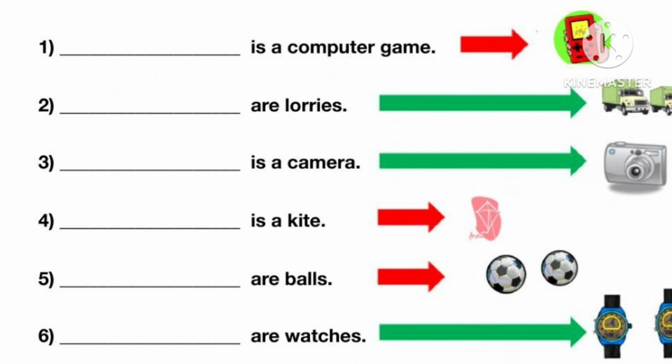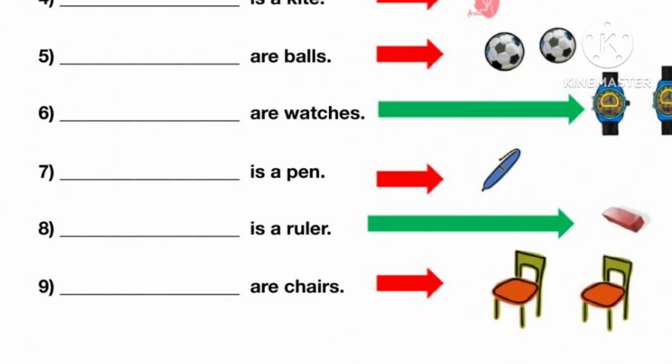Dash are watches. Watches are far and plural. So we will write those are watches. Dash is a pen. Pen is near. So we will write this is a pen. Dash is a ruler. Ruler is singular and far. So we will write that is a ruler. Dash are chairs. Chairs are plural and near. So we will write these are chairs.